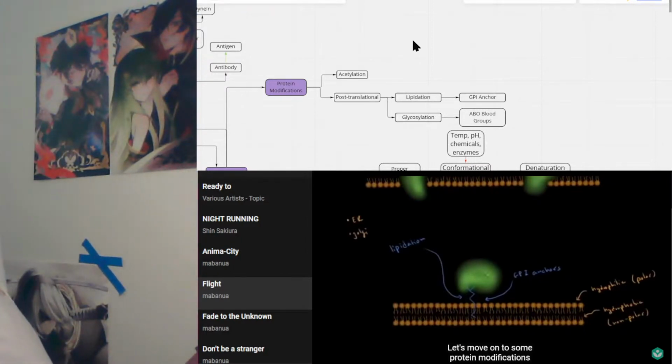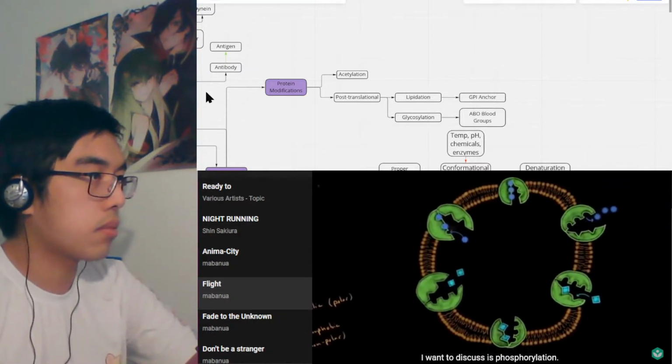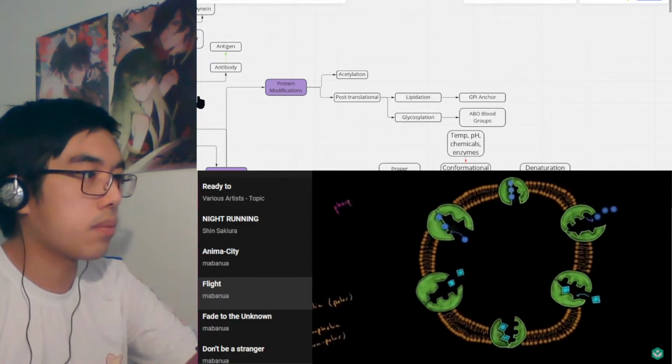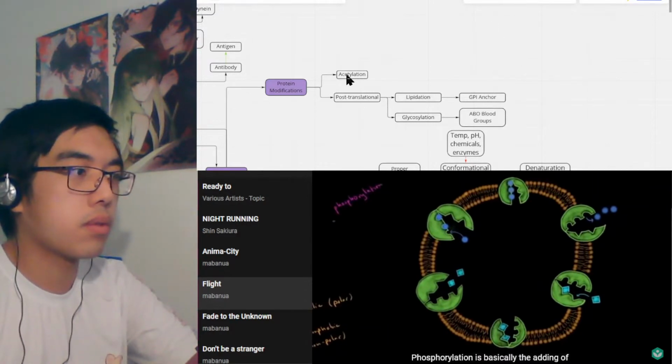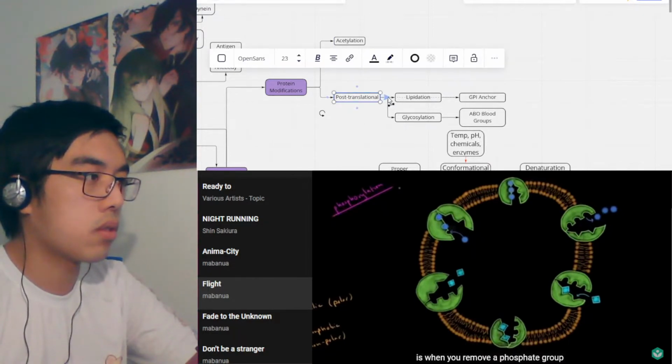Let's move on to some protein modifications that have more to do with the activity or the function of the enzyme and less with the structure. One very common protein modification I want to discuss is phosphorylation. Phosphorylation is basically the adding of a phosphate group to a protein or to an enzyme. And phosphorylation comes along with dephosphorylation, which is when you remove a phosphate group from the enzyme or protein.